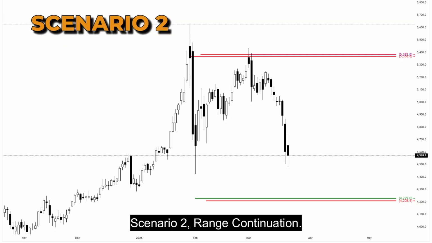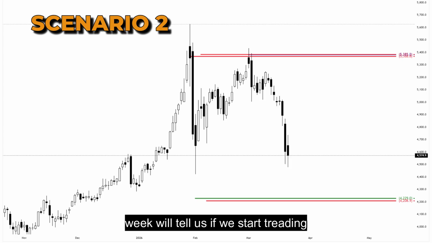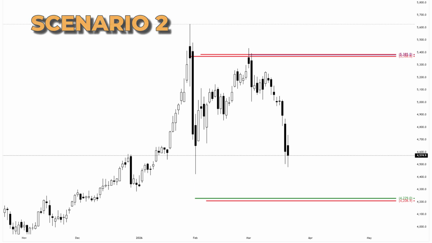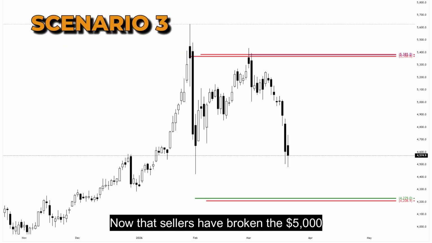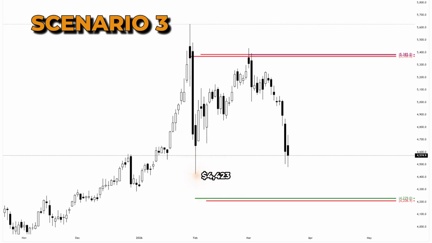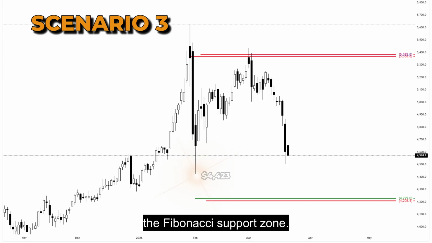Scenario 2, range continuation. Week 12 saw a decisive move down, and next week will tell us if we start treading water or one party makes decisive moves. Scenario 3, support failure deepens. Now that sellers have broken the $5,000 equilibrium, they've earned the right to test the structural low of 2nd February at $4,423. A break of that low will pave the way to test the Fibonacci support zone.